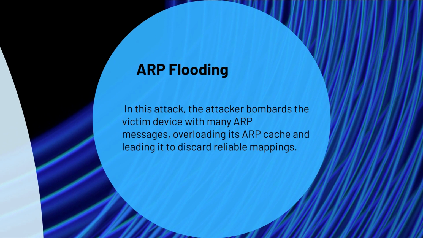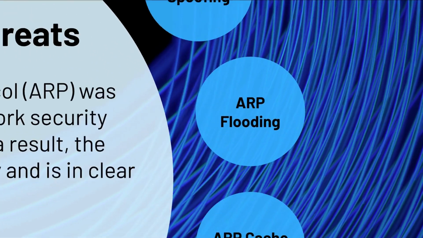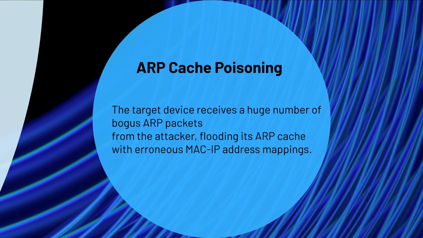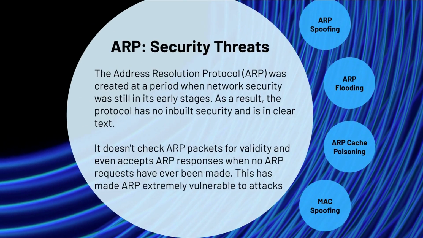Next up, we have ARP flooding. In this attack, the attacker bombards the victim device with many ARP messages, overloading its ARP cache and leading it to discard reliable mappings. After this, we have ARP cache poisoning. The target device receives a huge number of bogus ARP packets from the attackers, flooding its ARP cache with erroneous MAC IP address mappings.